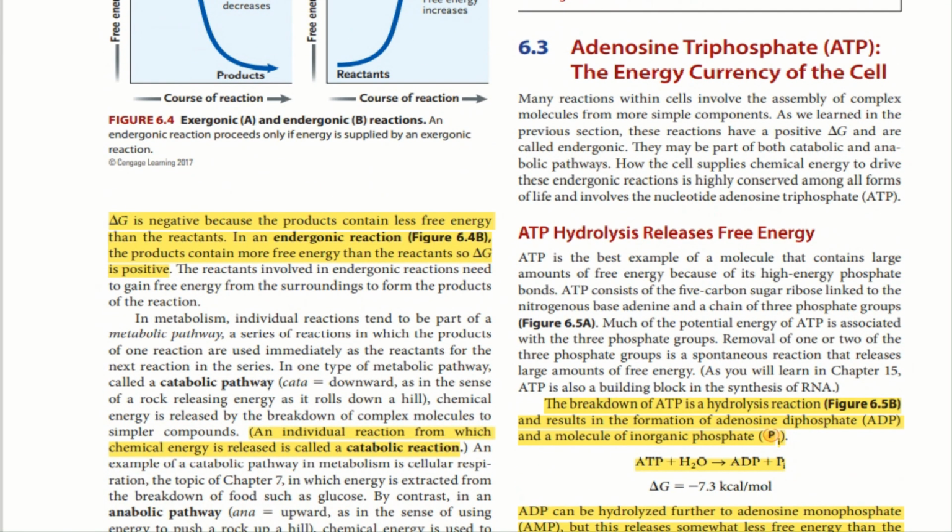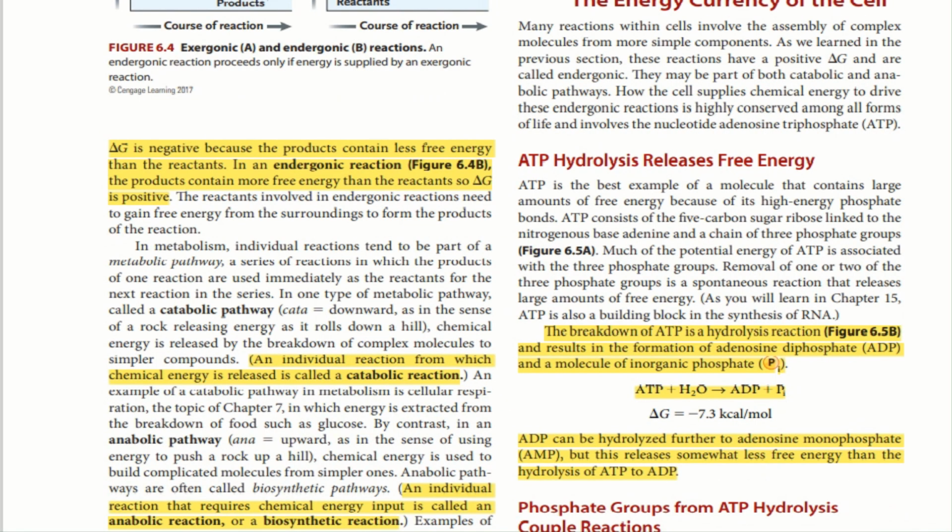Then we have adenosine triphosphate, the energy currency of the cell. ATP hydrolysis releases free energy. The breakdown of ATP is a hydrolysis reaction that results in the formation of adenosine diphosphate and a molecule of inorganic phosphate. ATP can be hydrolyzed further to adenosine monophosphate, AMP, but this releases somewhat less energy than the hydrolysis of ATP to ADP.